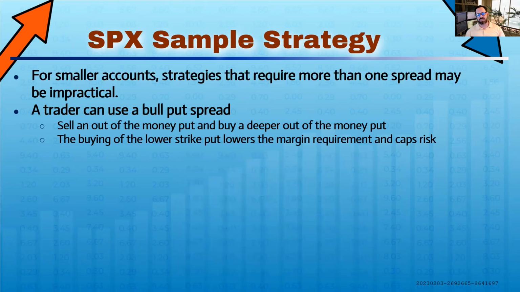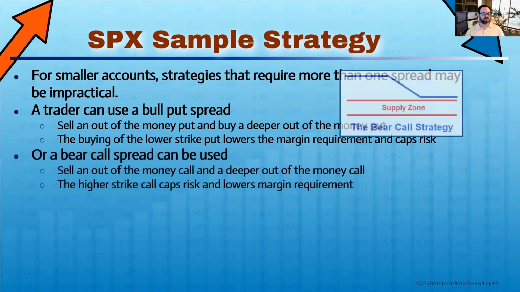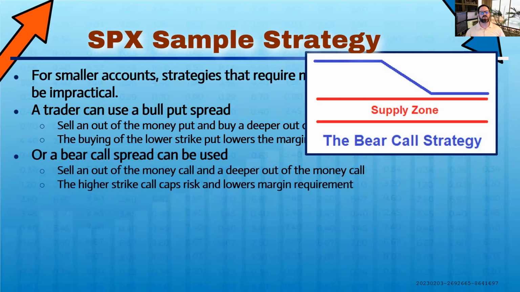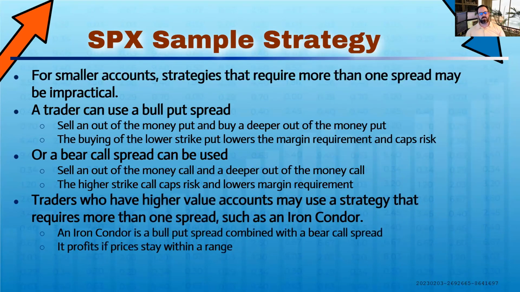If you are bearish or expect prices to stay below a certain level, you use the bear call spread, where you are selling a call option above a resistance or a supply zone, and then buying a deeper out of the money call, basically, both calls. And if you have a bigger value in your account, then you could do both spreads potentially, which is the iron condor. It's nothing more than combining those two.